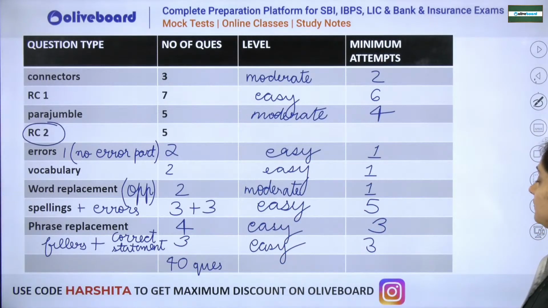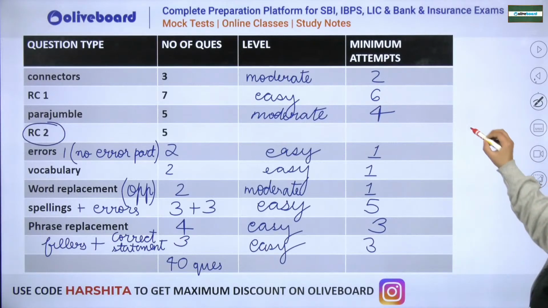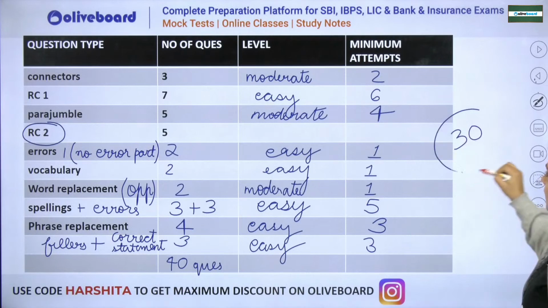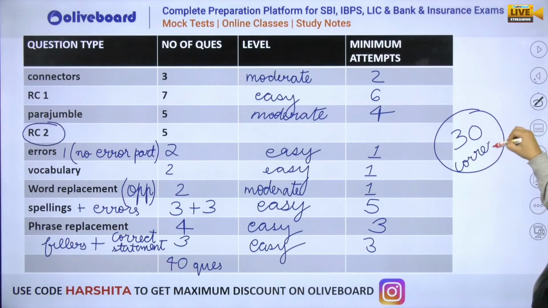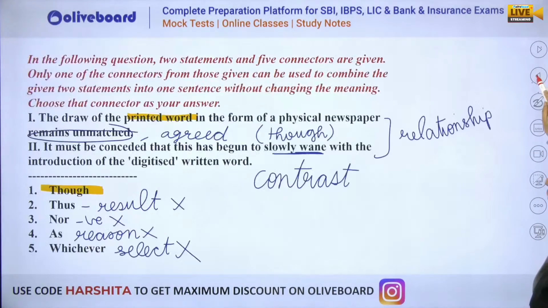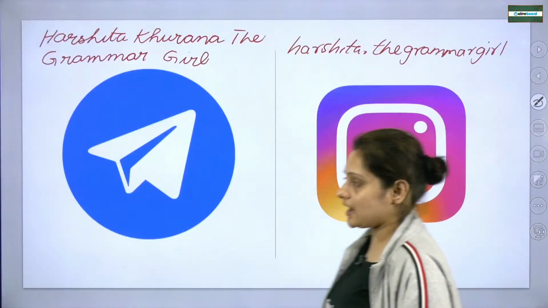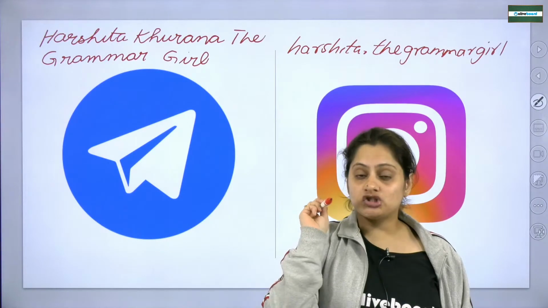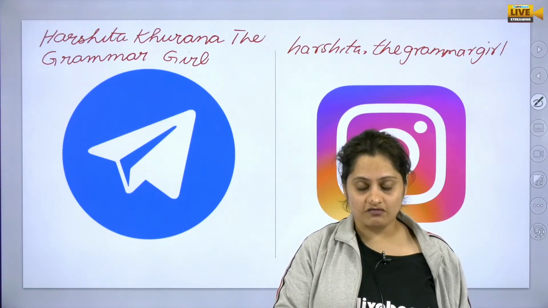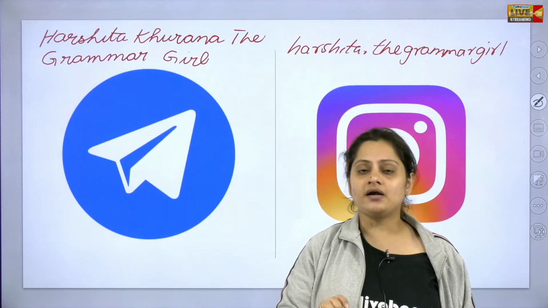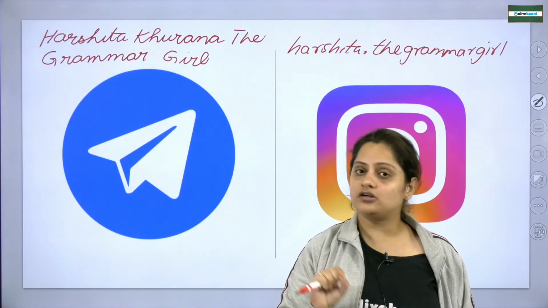So if I tell you the final number of attempts minimum possible here, I will say at least 30 out of 40. 30 correct answers means you have done good in this mock. 30 correct answers out of 40. Okay, 30 correct out of 40 means you have done a good job in the mock. Okay, now I will be giving the PDF also to you on my Telegram group and channel, which is Harshita Khurana, the grammar girl. Do the remaining RC. Mention in the comments what is the answer for that RC for all 5 questions. Only 5 questions are there, and calculate your score. If you have done 30 correct, you are doing good.